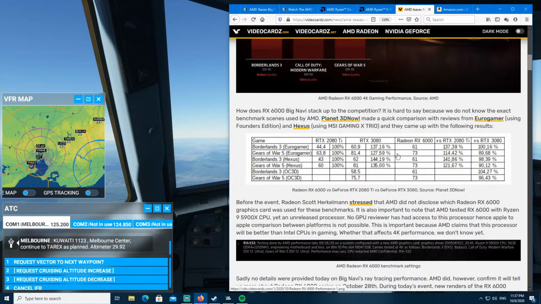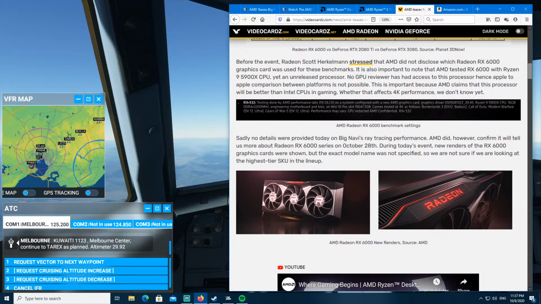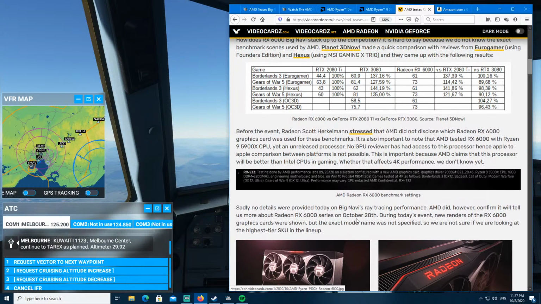So between the Radeon and, it's like around 100% here, 98%. It's kind of like the same performance as the 3080. But we don't know the pricing of this. It's going to be also $700 like the 3080. So it's not clear. We need to wait until the official date of reveal, which is October 28th. They're going to announce that.